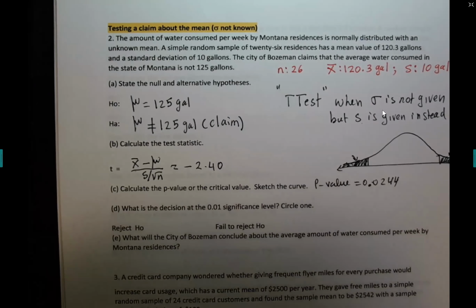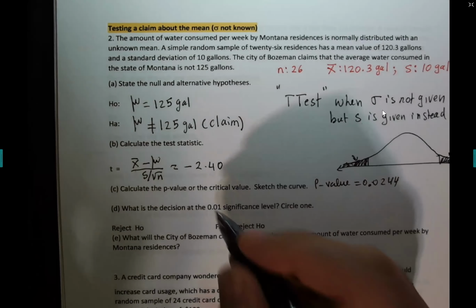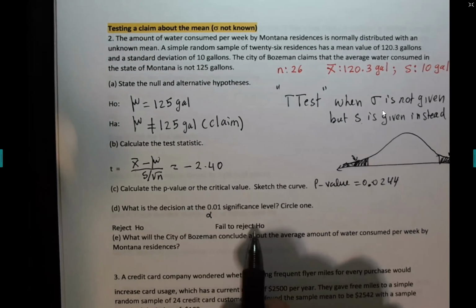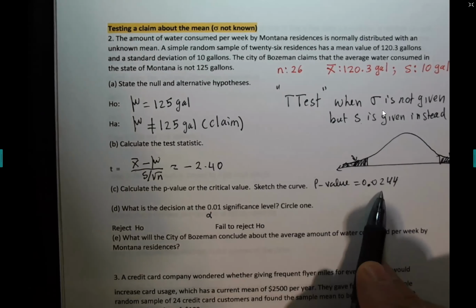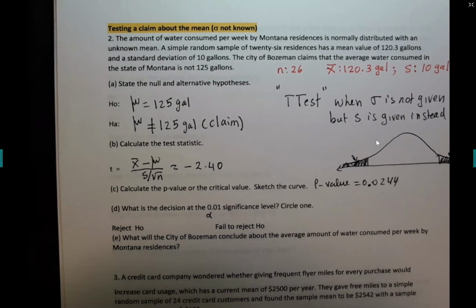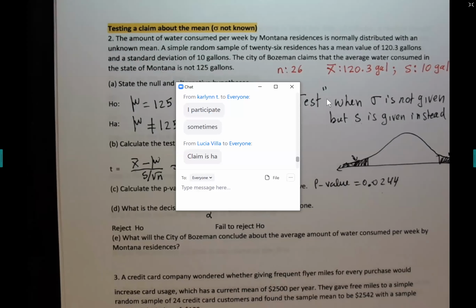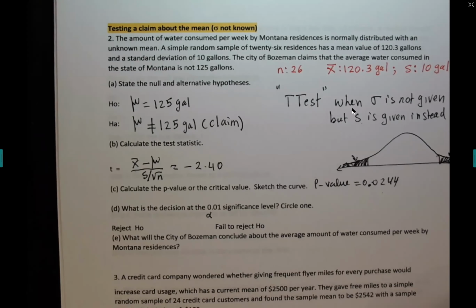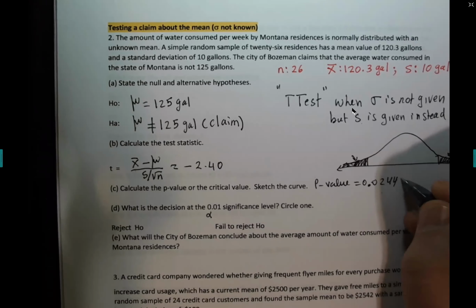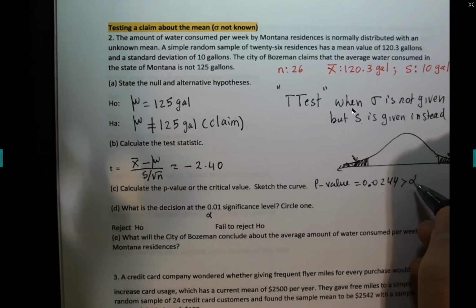Okay, tell me what's your decision, guys, at alpha equals 0.01. Do you reject H0 or fail to reject H0? This is a p-value. Is the p-value bigger than alpha or less than alpha? If it is less than alpha, you reject. If it is bigger than alpha, you fail to reject H0. So what do you say here? This is comparing numbers, guys, just comparing numbers. Is 0.0244 greater than 0.01 or less than 0.01? It's greater. Greater than alpha. If it is greater, guys, you must fail to reject H0.